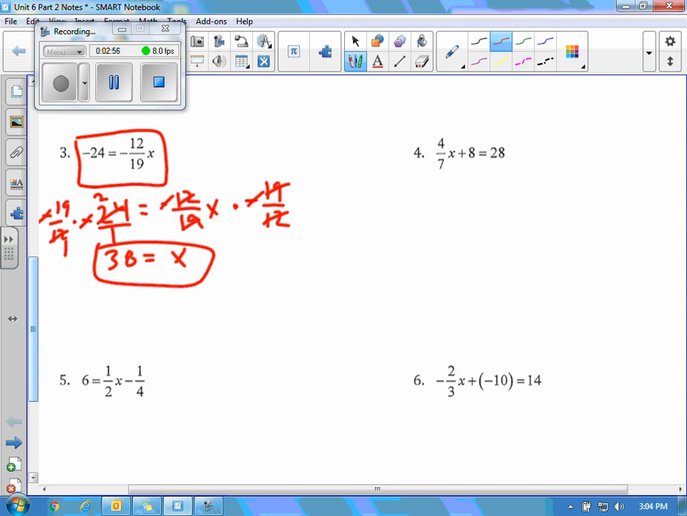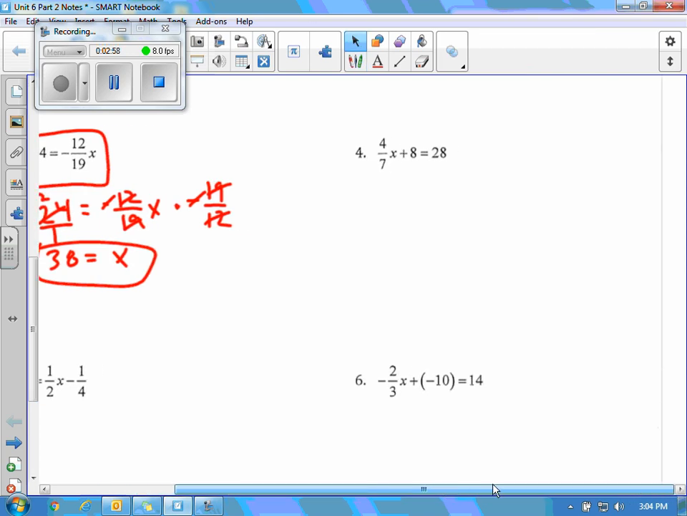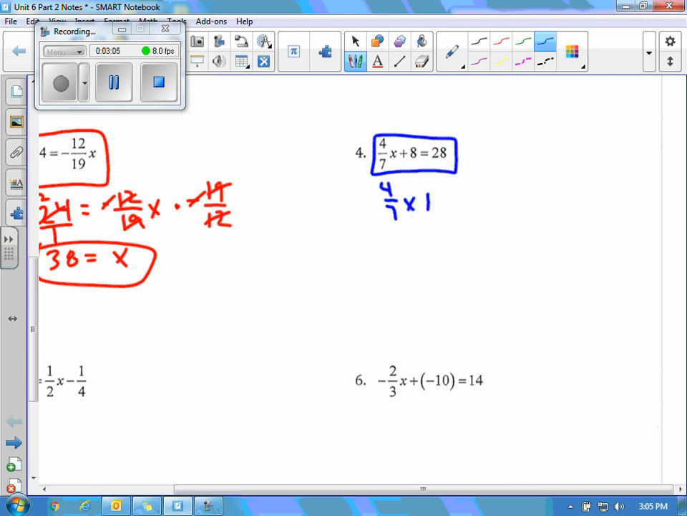Looking at number 4. I'm going to start by boxing and rewriting. So 4 over 7x plus 8 equals 28. This is a two-step equation because I need to add or subtract first and then multiply. If you look at the side of the variable, I have a positive 8 over there. I need to move that to the other side, so I'm going to subtract it from both sides. So that's going to leave me with 4 over 7x equaling 20.